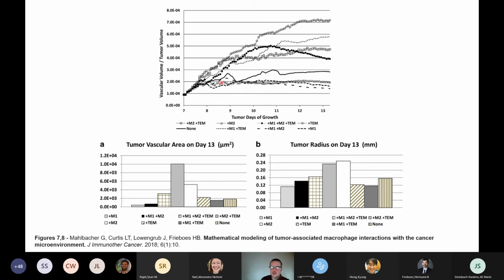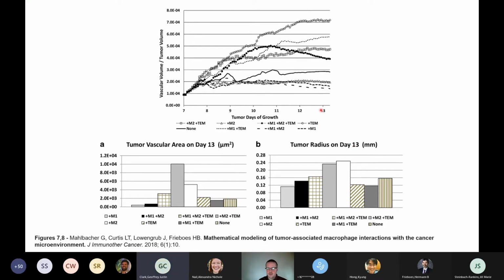The M1 subtype plus Tie2 macrophage subtypes combined resulted in the largest total tumor vascular area after 13 days of growth. However, the M2 macrophages on their own resulted in the largest tumor radius despite having less vasculature.